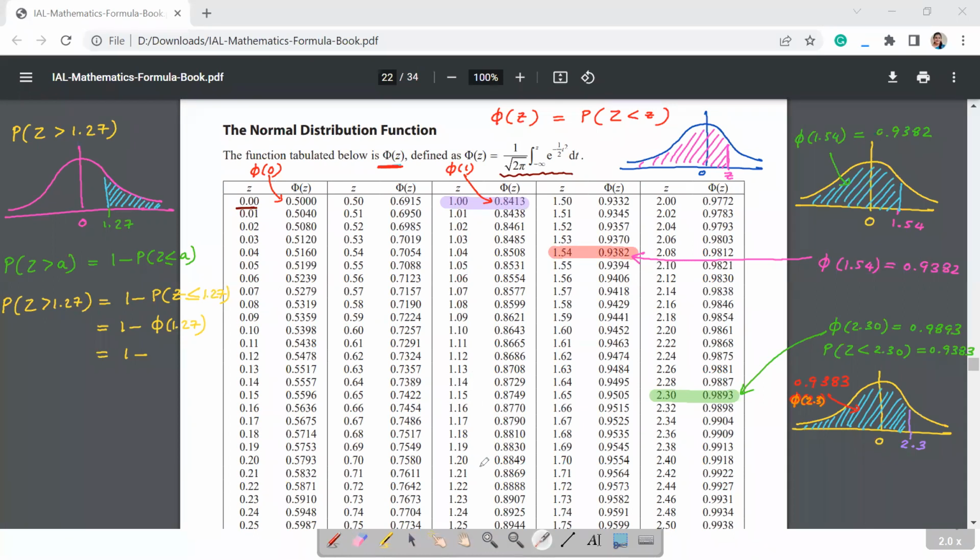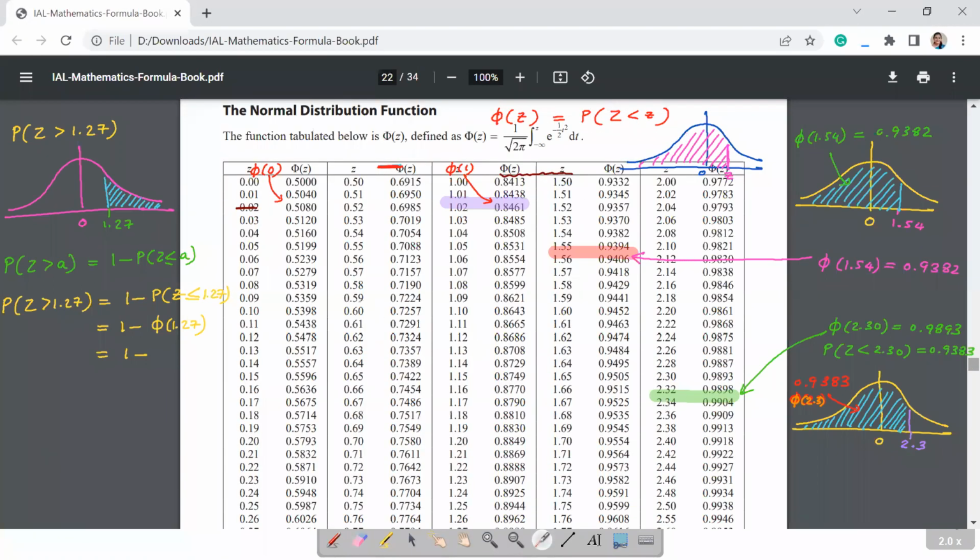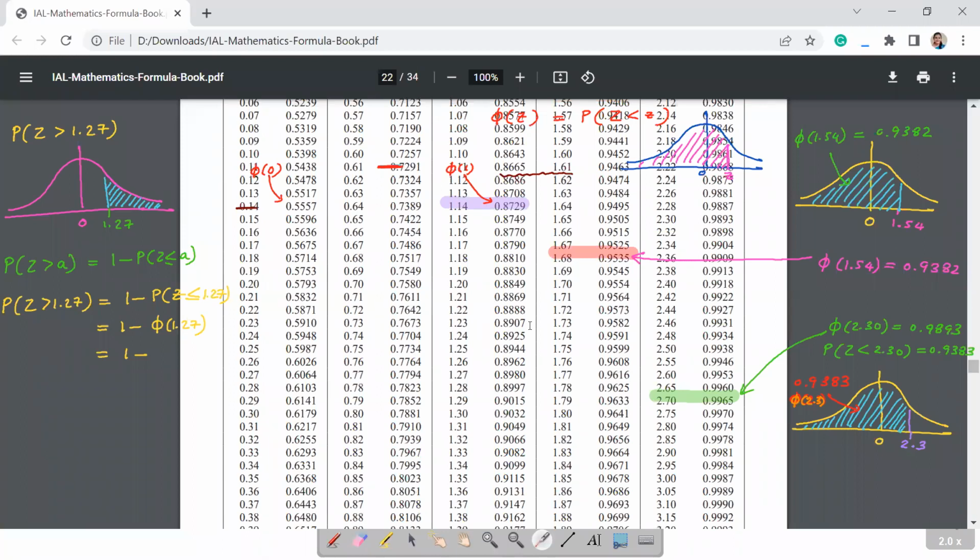Where's 1.27? I think I'll have to move this. Yeah, right, guys. Can you see 1.27? Here, 1.27, the one I'm shading in yellow. Do you see? So phi of 1.27 is 0.8980. Are you with me? So this area is 0.8980. This is the behind area. Right, guys?